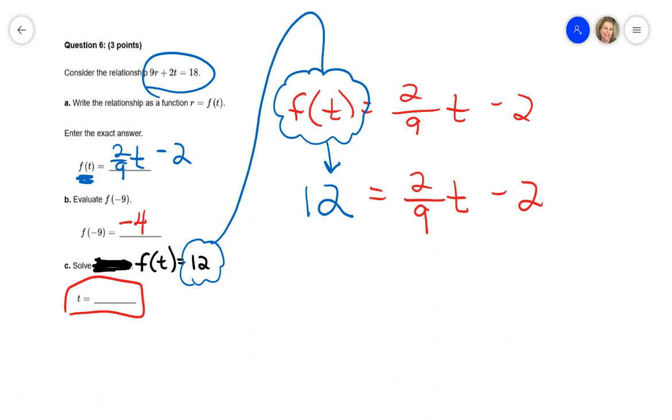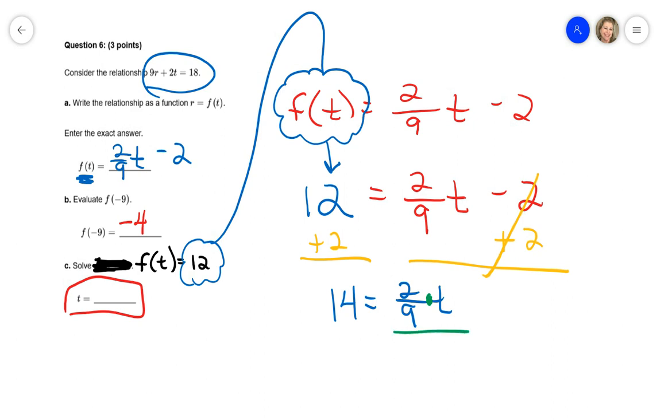Well, to solve for t, I am going to add the 2 to both sides. It cancels out here. 12 plus 2 is 14, and that's equal to the 2/9 t. Now, since t is being multiplied onto 2/9, your gut's probably saying, well, divide by 2/9, which is what you should do, but it looks kind of funky, doesn't it? 14 over a 2/9. That's what they call a complex fraction, when you have a fraction within a fraction.